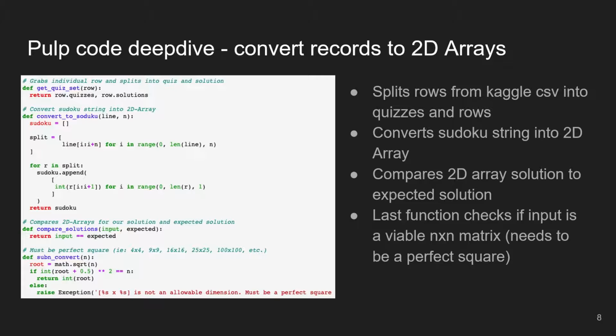And then lastly, we have a validation function that takes the input array and determines whether it is a valid n by n matrix. So we have a perfect square. If not, then it will reject it and say that this is not something that we can solve.